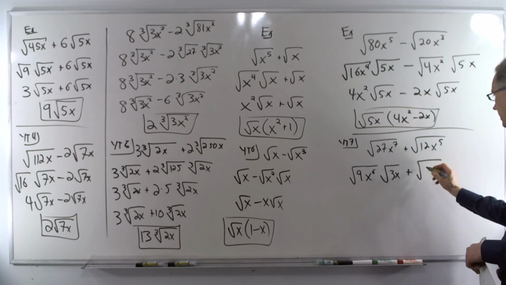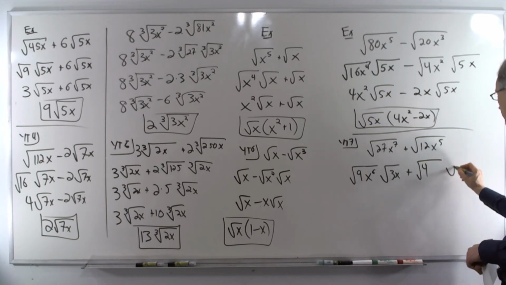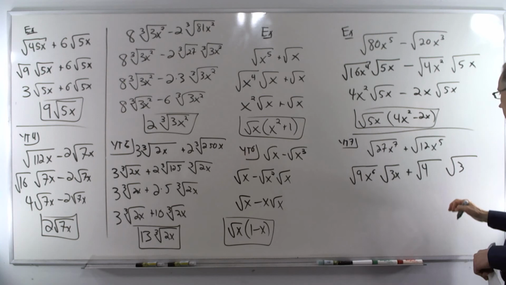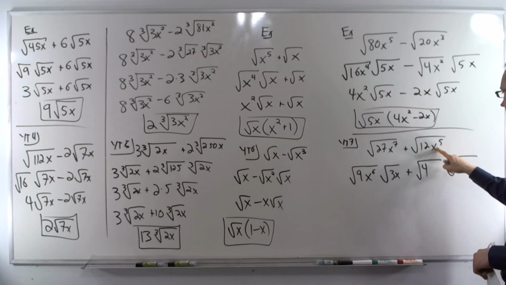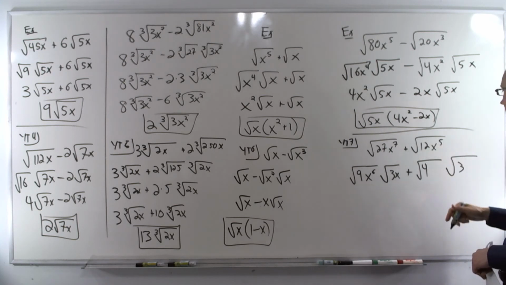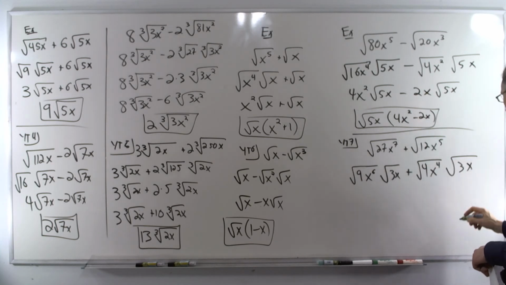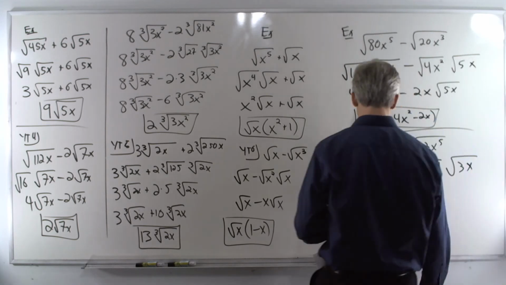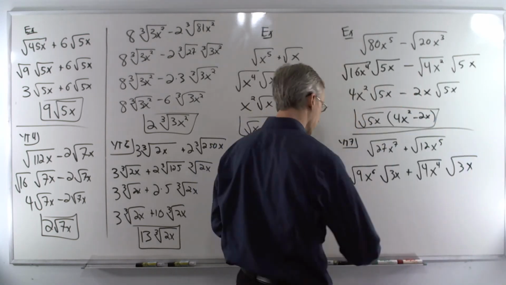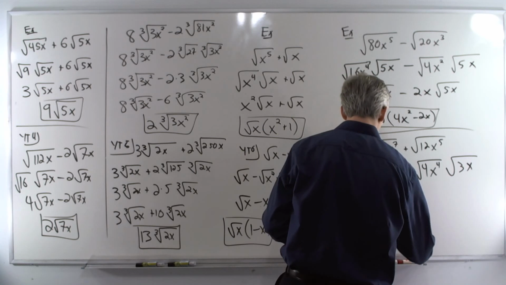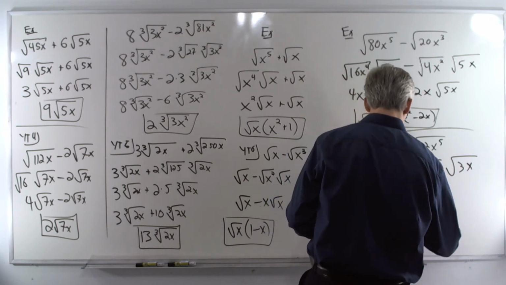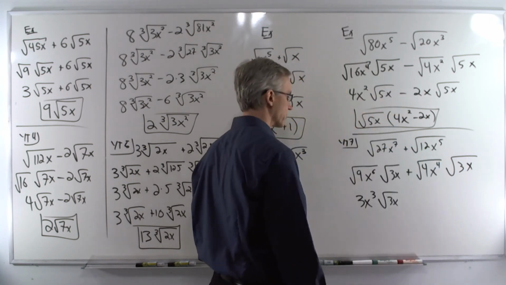All right, 12 we can break up into 4 and 3. And x to the 5th, highest even number, less than or equal to 5, is 4. So we get x to the 4th here, and the leftover x here. So now we got matching radicals there. So that's great. Now we'll simplify these. This turns into 3x to the 3rd power times the square root of 3x.